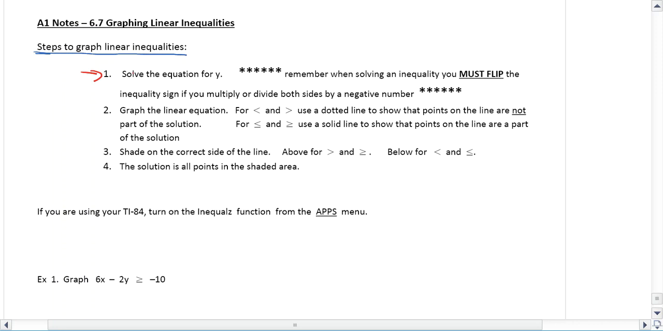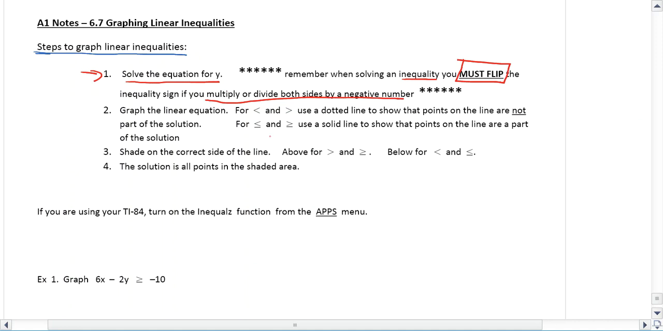Now, step number 1 says solve the equation for y. That should sound sort of familiar. We've been doing that all chapter. But I would like to remind you of something. When you are solving an inequality, it is the same as an equal sign except for one thing. If you are multiplying or dividing both sides by a negative, the inequality needs to reverse or flip. So please keep that in mind.